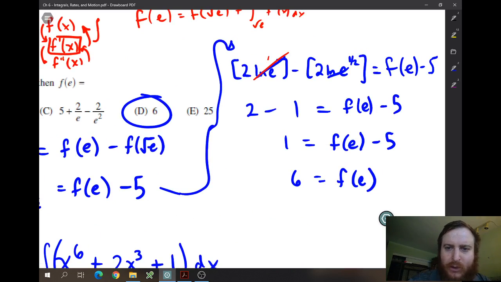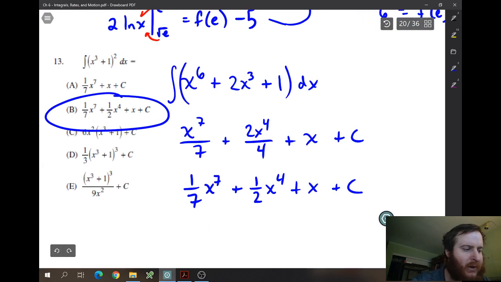For 2 ln of square root of e, you cannot cancel out the ln and the e because the square root's blocking it. So what we need to do is rewrite the square root as the 1/2 power. Now we can cancel them out, and we get 2 times 1/2 is 1. So 2 minus 1 is 1. Add the 5 over, we get 6.